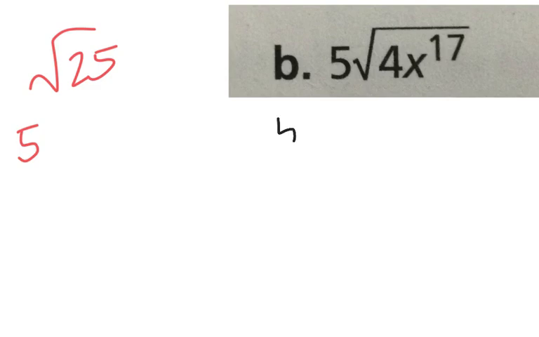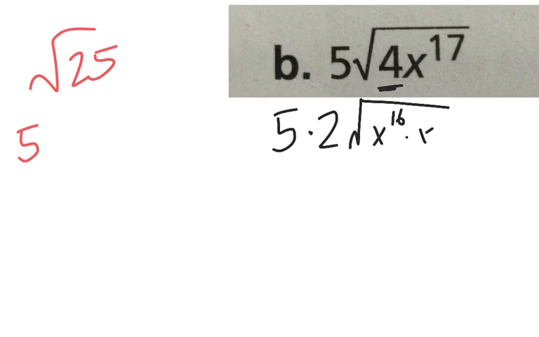So again, this should be 5 times the square root of 4 is 2, so 2 comes outside the radical. And then x to the 17th, we could write that as x to the 16th times x. And now I know how to take x to the 16th out of the radical. So 5 times 2 is 10. The square root of x to the 16th is x to the 8th. And you're left with the square root of x.